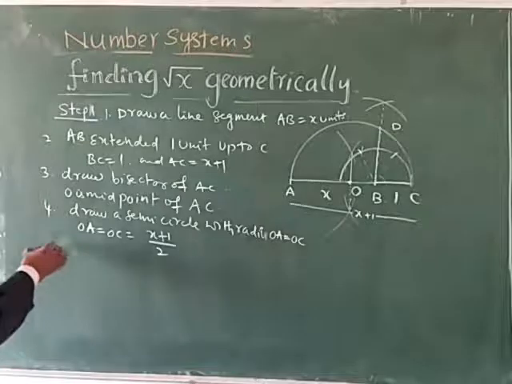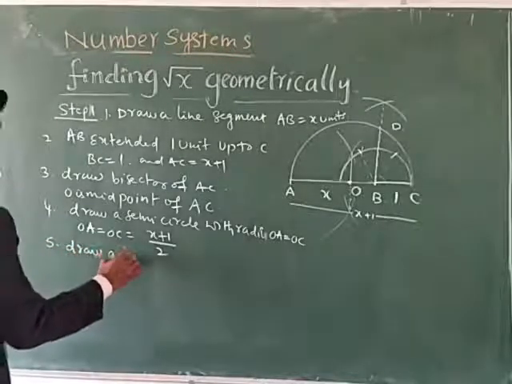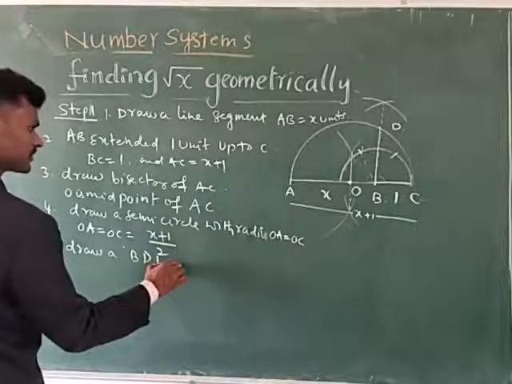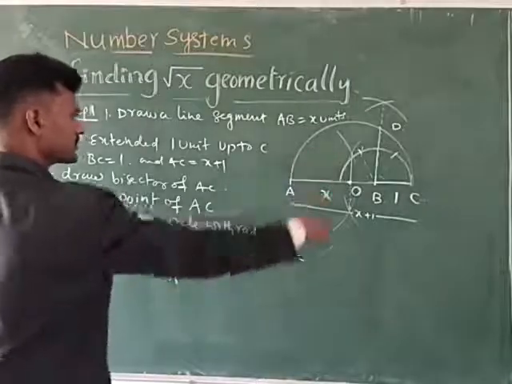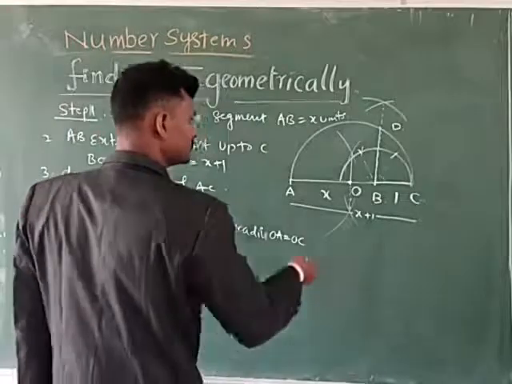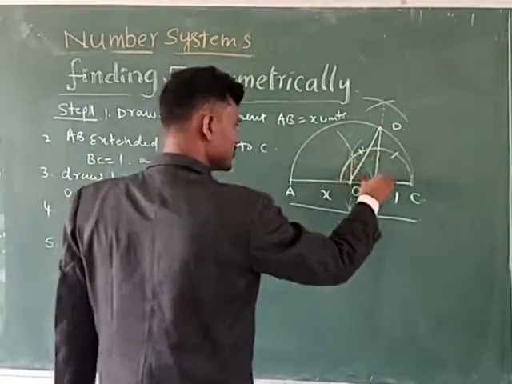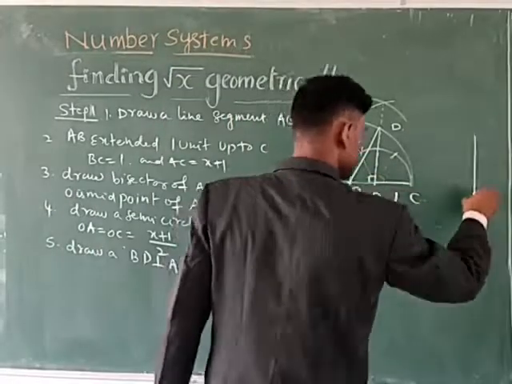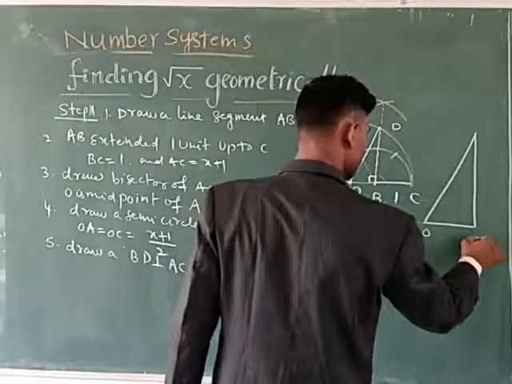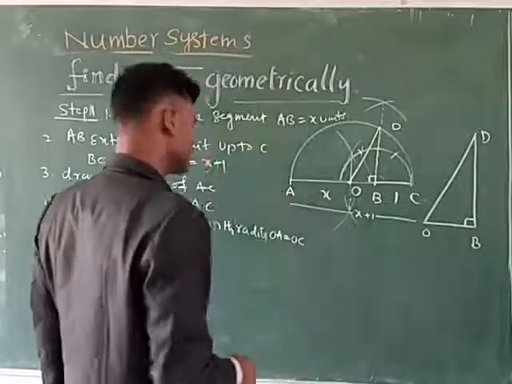Now draw a perpendicular, meaning BD perpendicular to AC. Now we join OD. This is a right angle. Now take this one right angle triangle. This is O, this is B, this is D. This is the right angle. Now see here, the calculation.